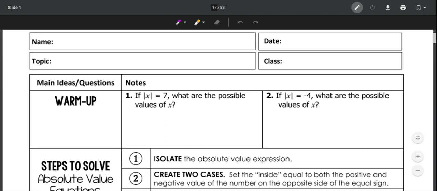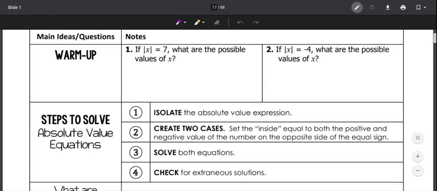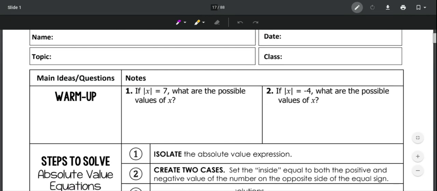Today, we're going to be solving equations, but this time it's a specific type of equation. We're going to be doing absolute value equations. So, I'm sure this is probably review, but this is an absolute value sign. So just the two little lines on the side of a number or something like that. So let's start with a little warm-up. If the absolute value of x equals 7, what are the possible values of x?